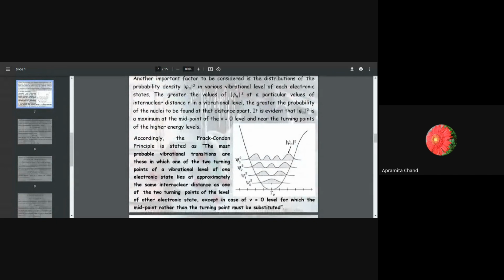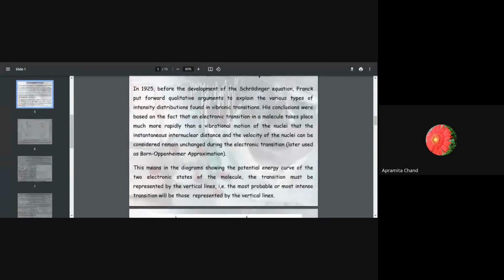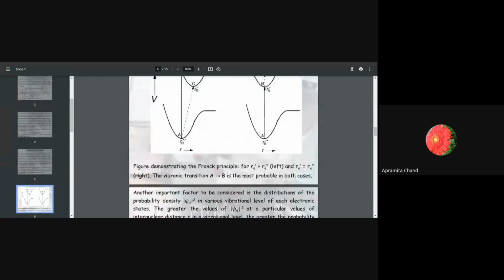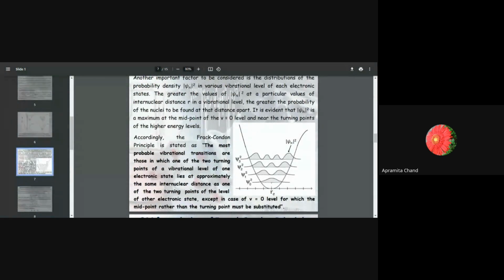Now, these are quite complicated concepts, so you can take this PDF and read it for advanced reading. But for your syllabus, you can just read up to this point about the basic definition and the diagrams for the Born-Oppenheimer approximation as well as the Franck-Condon principle. So you have to read only till page 7, I will be giving this PDF.